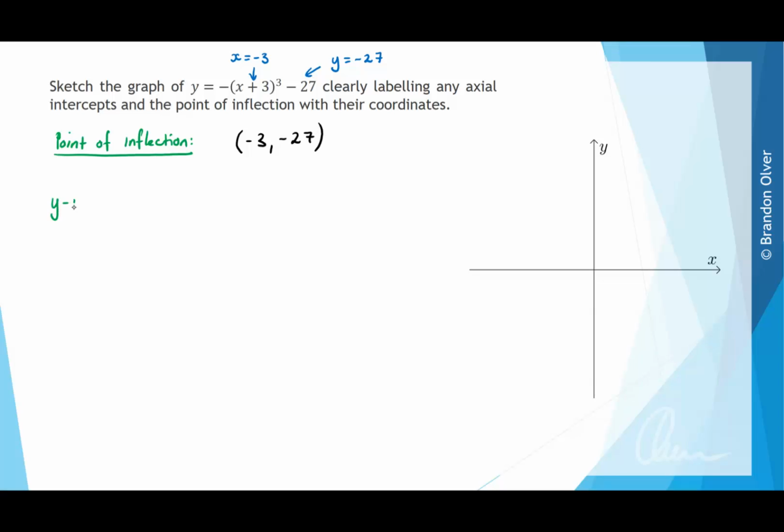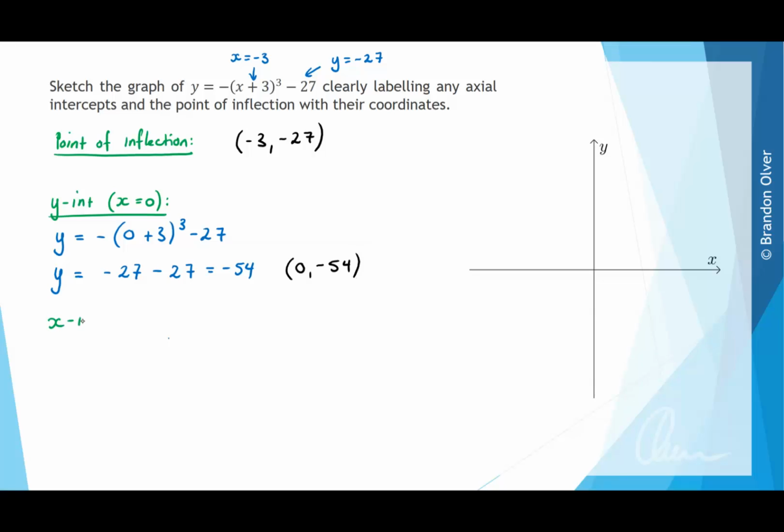Next, we can determine the y-intercept of the graph, and we do that by letting x equals 0. So we will have y equals negative (0 plus 3) cubed minus 27. So y is going to equal negative 27, since 3 cubed is 27, subtract 27, which equals negative 54. So the coordinate is going to be (0, negative 54).